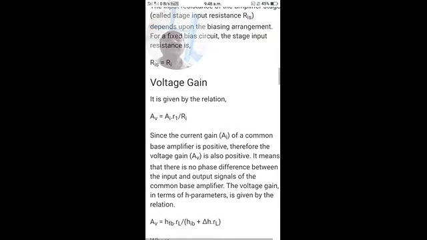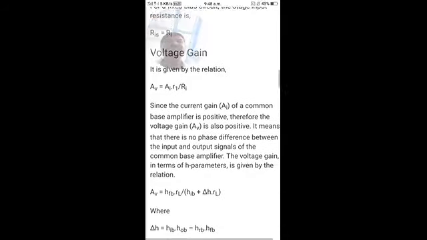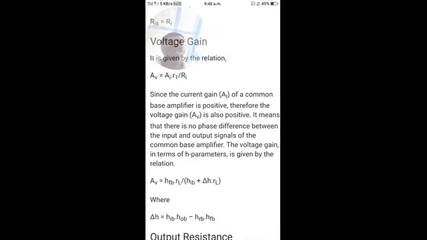The voltage gain of the CB configuration, again the same formula: AV is equal to AI into RL by RI. The current gain AI of the common base amplifier is positive, therefore the voltage gain is also positive. It means that there is no phase shift, no phase difference between the input and output signals of the common base amplifier.